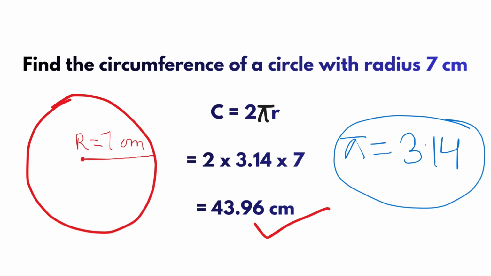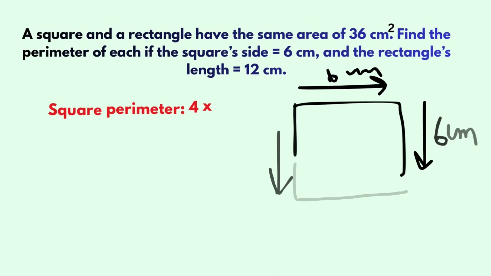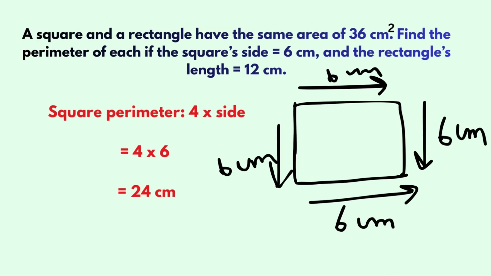Okay, now let's understand another problem. A square and a rectangle have the same area of 36 centimeter square. Find the perimeter of each if the square's side is 6 centimeter and the rectangle's length is 12 centimeter. Now we have already been given an area for both square and rectangle. So we have to find the perimeter for square first. Then later we will find out for rectangle also.